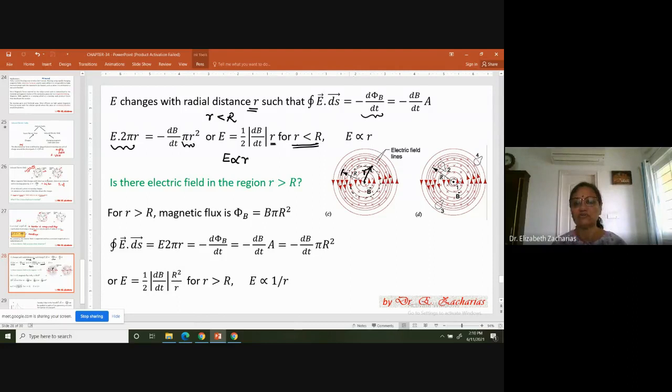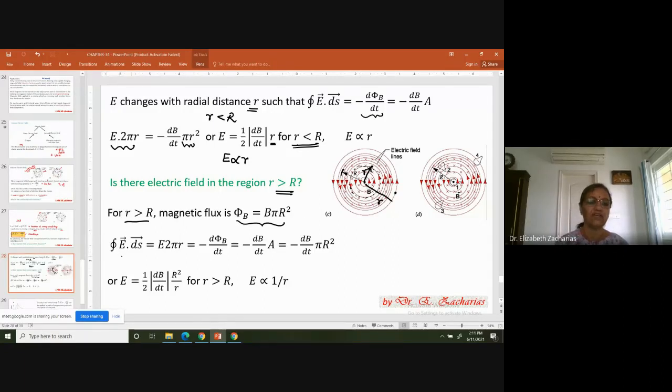Okay. Now the next question is, there is magnetic field in this region, capital R, but will there be an electric field at a point outside? There is no magnetic flux there. Will there be an electric field is the next question. For that, what we'll do is, let us take a region with small r greater than capital R. Then find out what is the flux. Please remember, flux is only in that capital R region. So it is B into pi r square.